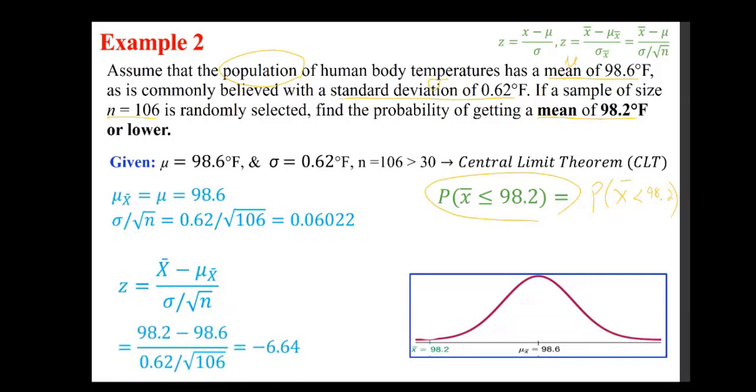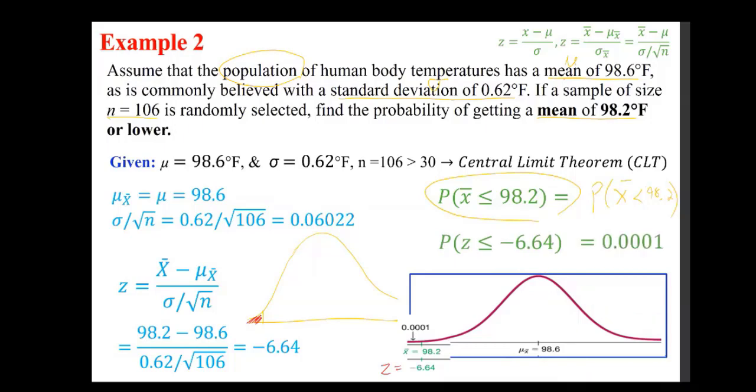I would graph this one, and so I'm interested in this. So take a look at the bottom of that shape. I'm showing you x bar of 98.2 corresponds to a z of negative 6.64. Looking up the table results in almost nothing, 0.0001. Whether you use a table or technology, that is absolutely fine.